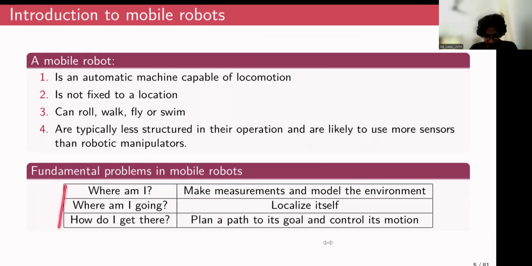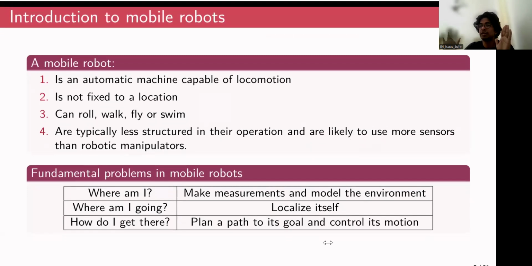And there are key fundamental questions or challenges a mobile robot should address, which can be briefly classified as answering these three questions. The first question: where am I, or what is its current location? For that, it has to take measurements and model the environment using its own sensors. It has to perceive its environment and, at the same time, create a map of the environment.